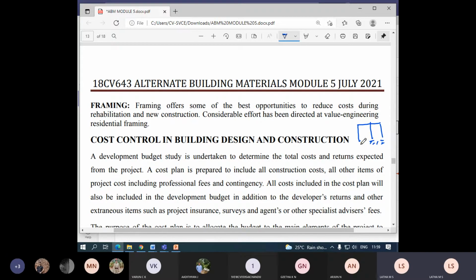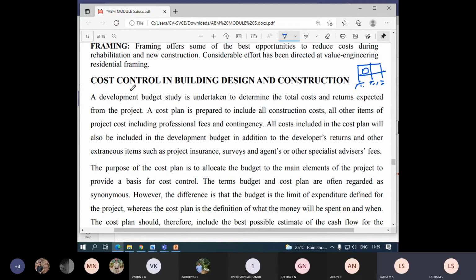In between you can have the construction of a wall or opening or complete wall, whatever you can decide depending upon the priority of your requirement. So these are the major inputs towards the reduction of construction cost. To understand in more depth, we have to learn more about cost control in building design and construction.